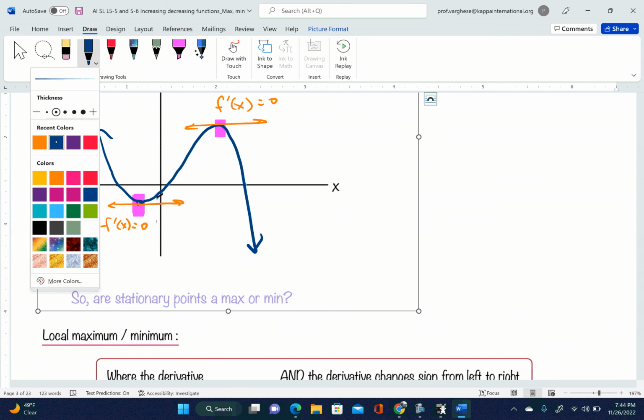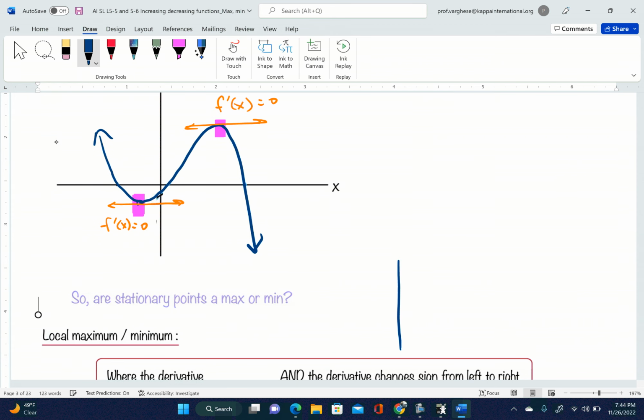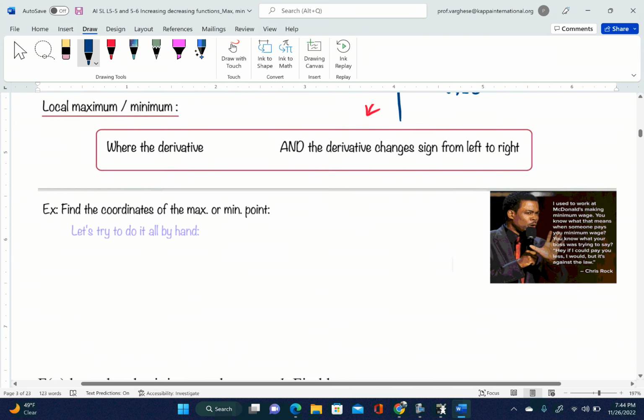I'll give you an example of where it is not a max or min. So if I have something that looks like that, right? The tangent line right here is equal to 0, right? That point right there is equal to 0. And in this case, this is not a max or a min. It keeps on going right here. It's increasing. So sometimes a stationary point is a max or min.